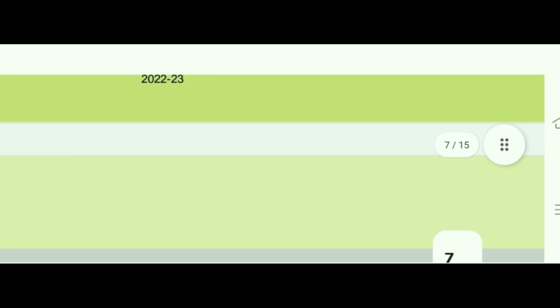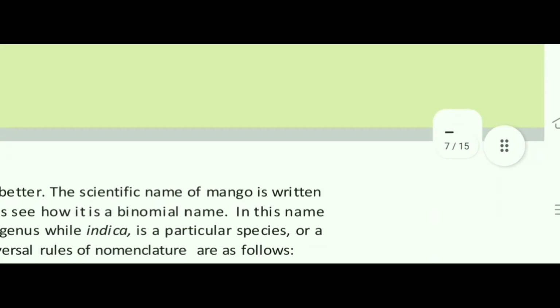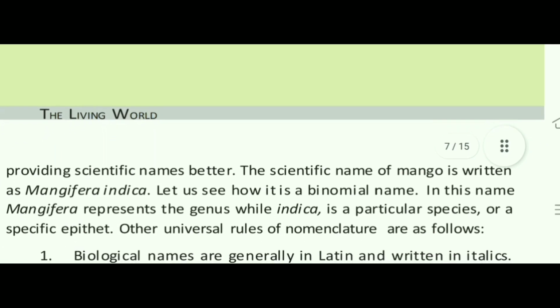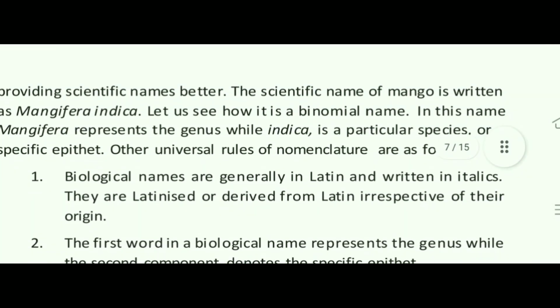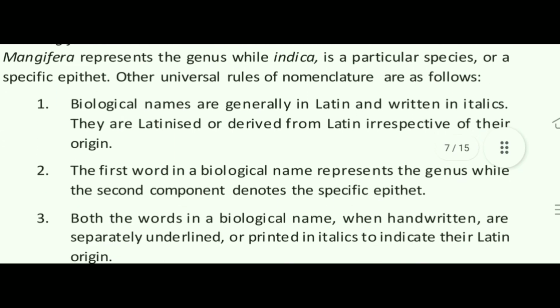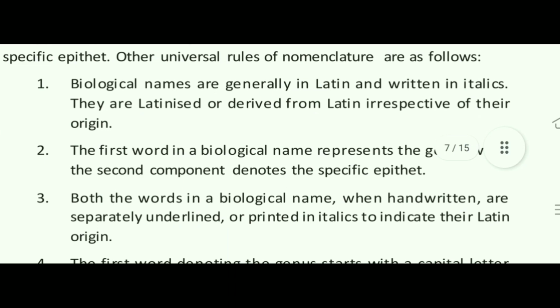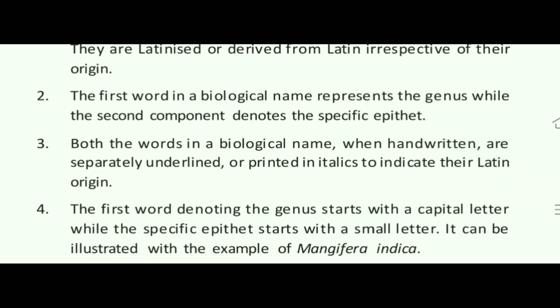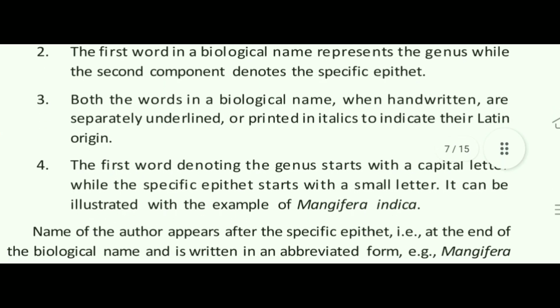Let us take the example of mango to understand the way of providing scientific names better. The scientific name of mango is written as Mangifera indica. Let us see how it is a binomial name. In this name, Mangifera represents the genus, while indica is a particular species or specific epithet. Other universal rules of nomenclature are as follows. 1. Biological names are generally in Latin and written in italics. They are Latinized or derived from Latin irrespective of their origin.